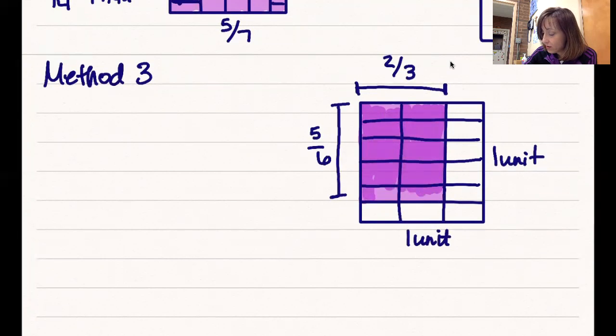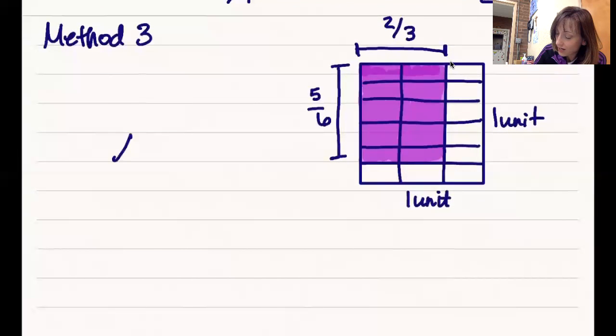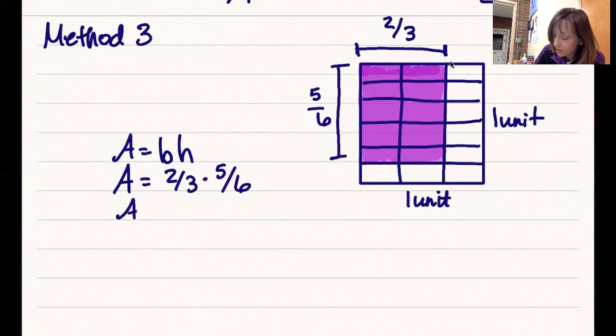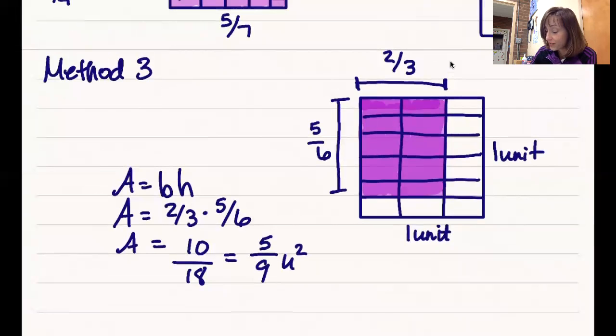And it is a rectangle that measures 2/3 by 5/6. Well, now we're just gonna go back to using area equals base times height. So we're gonna take our area equals base times height, and we have 2/3 times 5/6. And you can see that that's going to give you 10 over 18, which we are not going to leave because that is unreduced. We're gonna reduce that by a factor of 2, and you're gonna get 5/9 units squared for your final answer on the area of that purple rectangle.